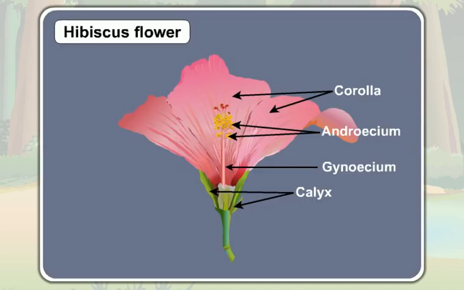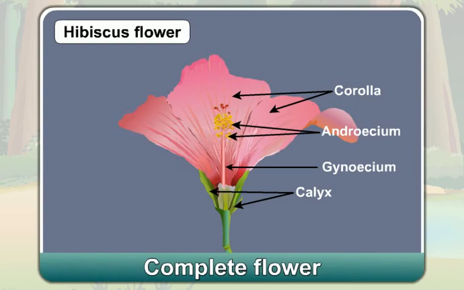The flower that has all the four parts of the flower is known as a complete flower. So, the hibiscus flower is a complete flower.